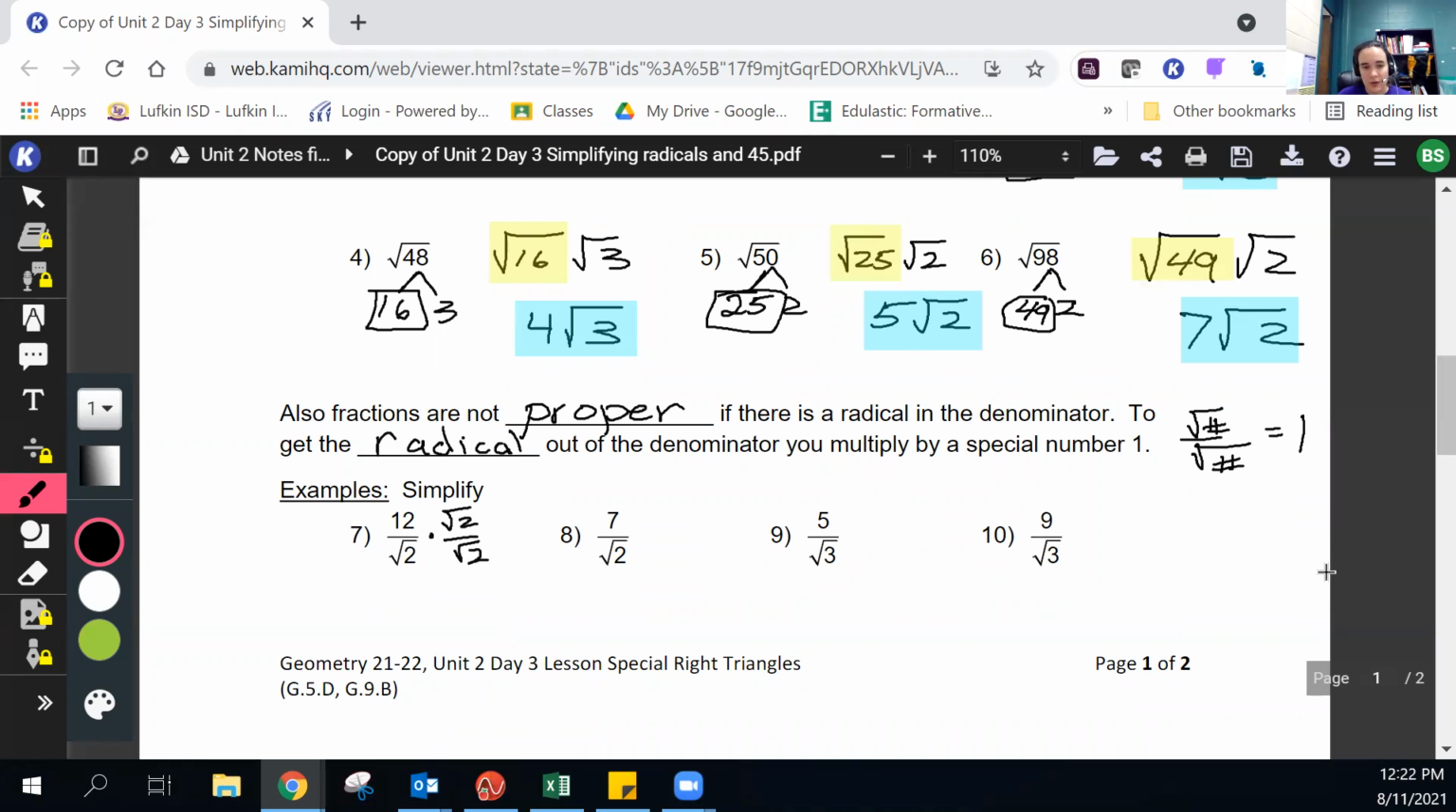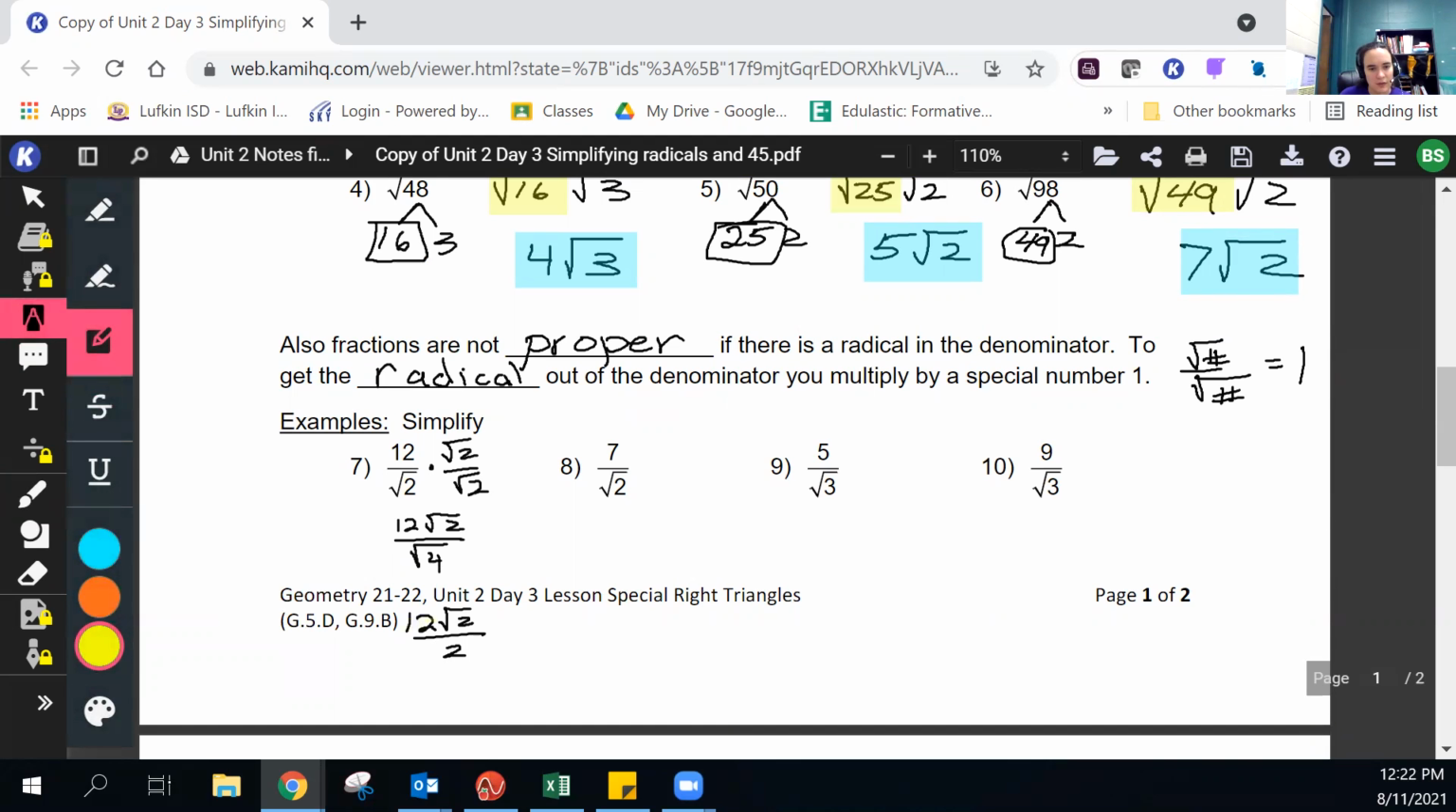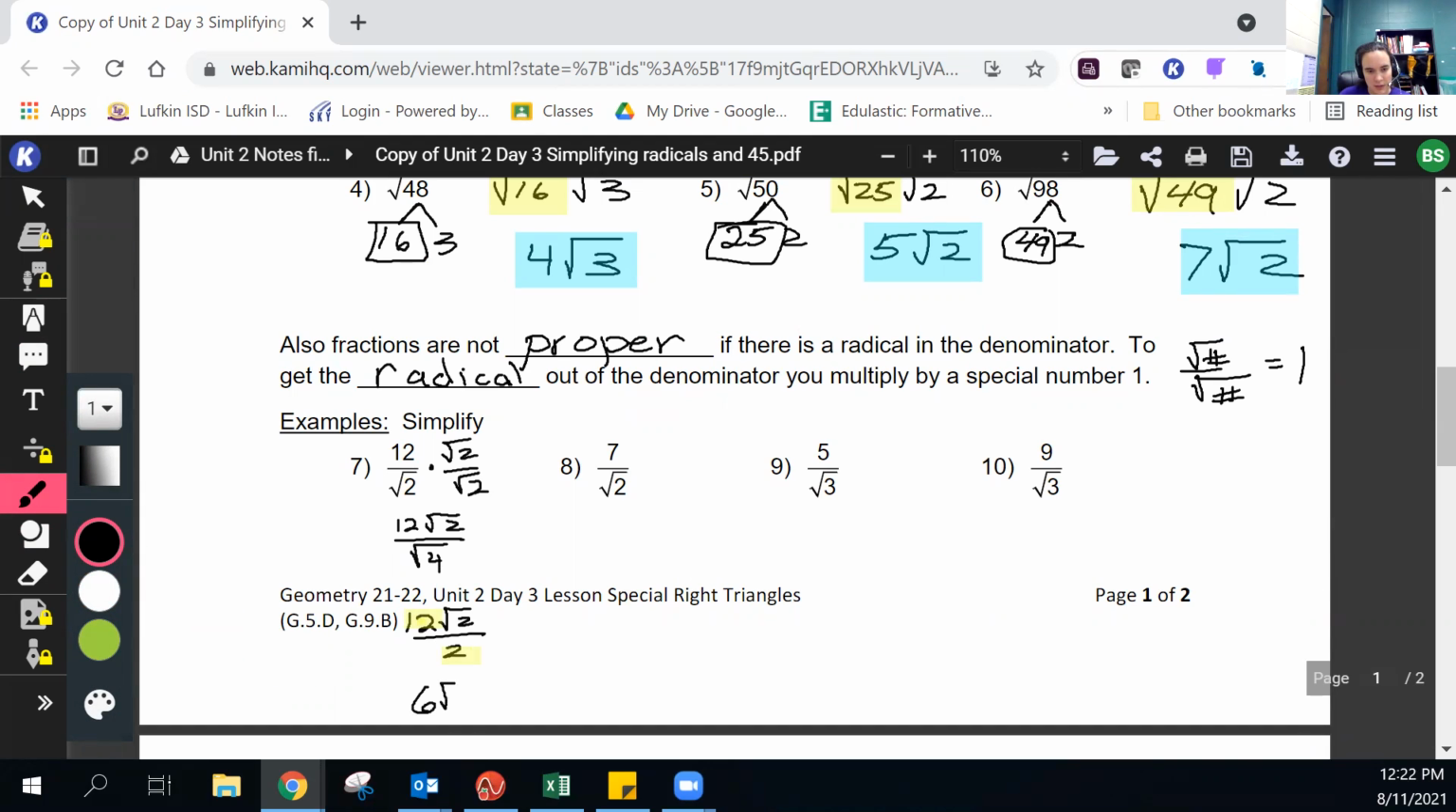When we multiply fractions, we multiply across. So that gets us 12 square root of 2 over square root of 2 times square root of 2. So 2 times 2 is 4, so square root of 4. What is the square root of 4? 2. So we've got 12 square root of 2 over 2. Then we need to see if that 12 is divisible by 2. And it is. So that gets us 6 times the square root of 2.